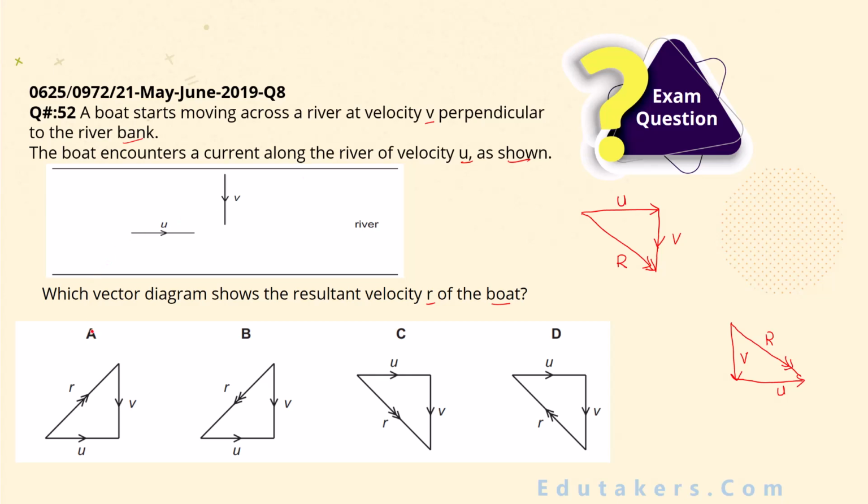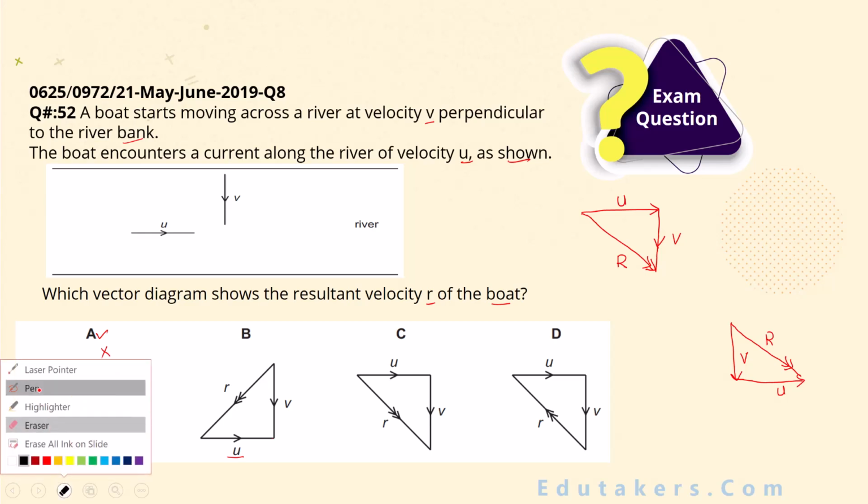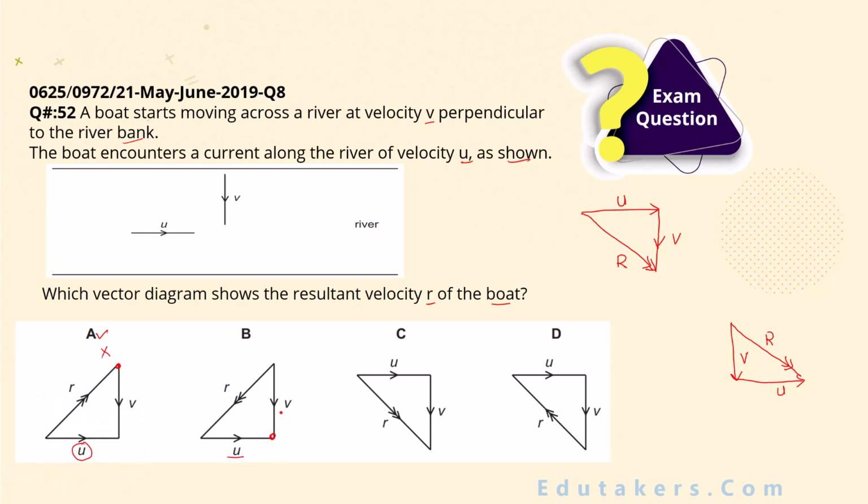So if I see option A, here the first vector u is here and the second vector is here. But the tail of the second vector is this one. It's not coinciding with the head of the first vector u. So this is incorrect. In option B, again the vector u is given in horizontal direction, but the tail of v is not coinciding with the head of u. The tail of the second vector v should be at this point, but it is not here. It means that it is an incorrect diagram.